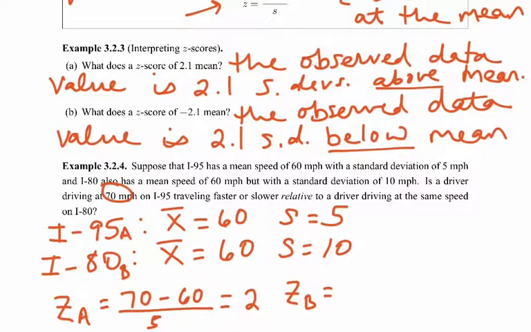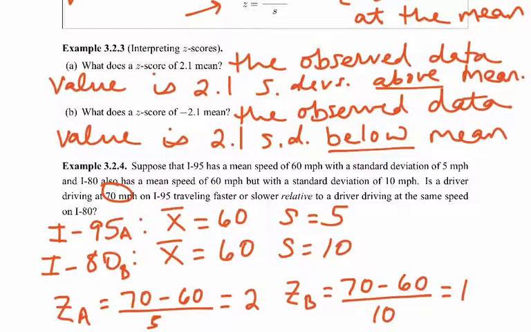Distribution B, so on I-80, it's the same speed of 70 for the driver. It happens to be that the mean is the same as the previous interstate, although it doesn't have to be. But this time the standard deviation is 10. So 70 minus 60 is 10, divided by 10 gives us a z-score of 1.